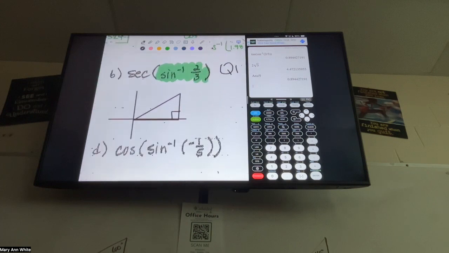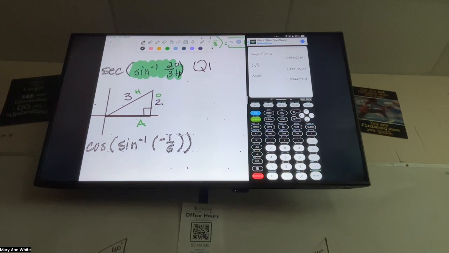Now, as I've drawn my triangle in quadrant 1, I need to label it. 2 and 3 go where? O over H. Then what do I do? Pythagorean theorem, good. I think we just did this one, didn't we? Yeah. Okay, great.